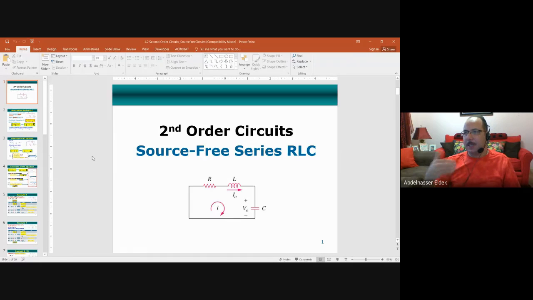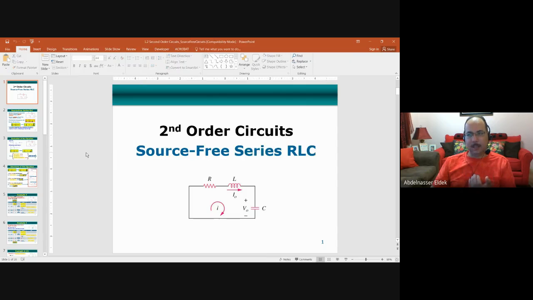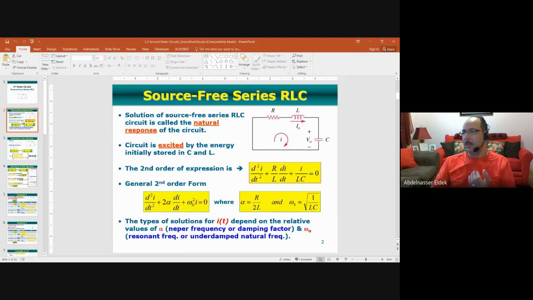The second part of the second order circuit, we have already explained how we calculate the initial conditions which are required to solve the differential equation, because in the second order circuit you have to solve a second order differential equation. So here this part we are talking about the source free circuit. We have source free series RLC circuit and parallel RLC circuits.